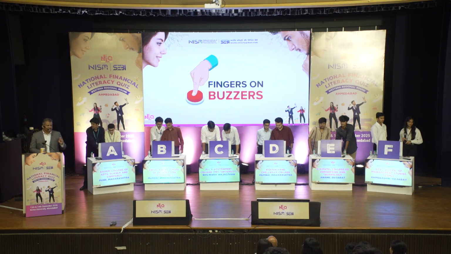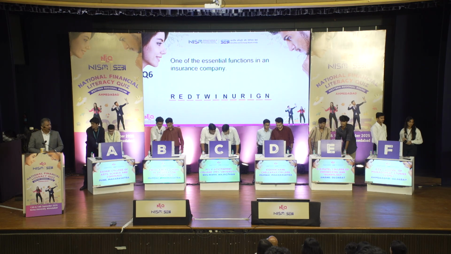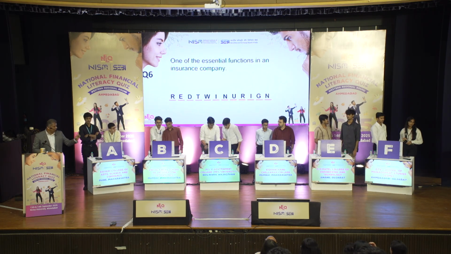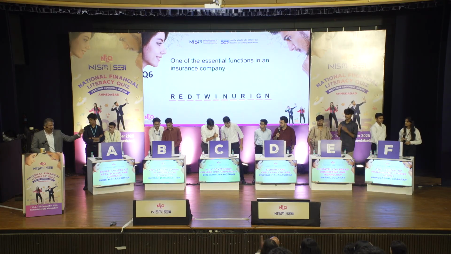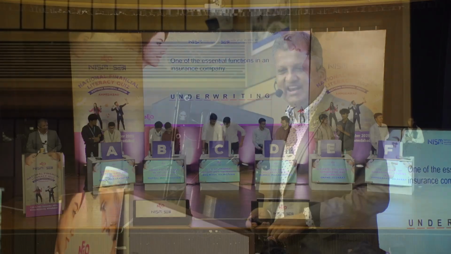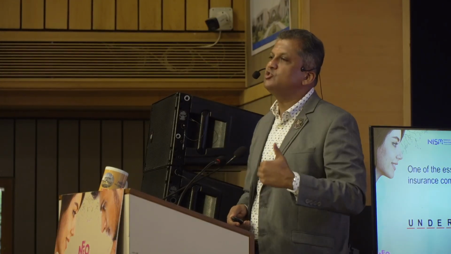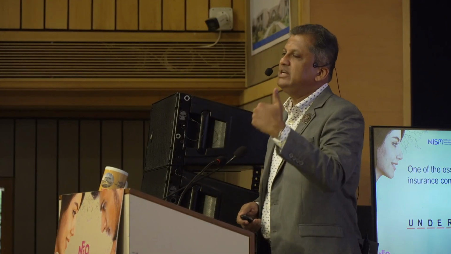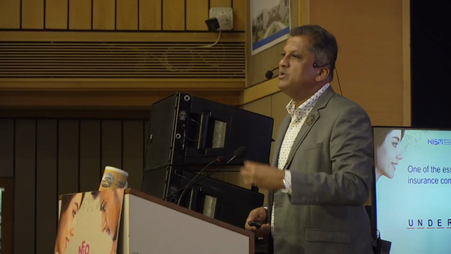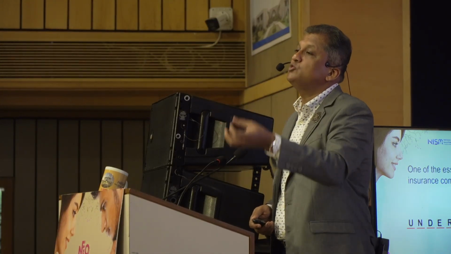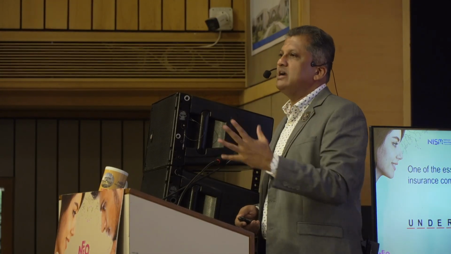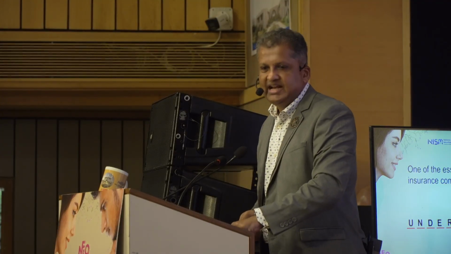Question number 6. One of the essential functions in an insurance company, D into the mic. Underwriting. Plus 15. Underwriting is correct. Underwriting being one of the most important things that happens in an insurance company, because that is how they decide how much of an insurance policy to give you, how much to charge for it, and what are the terms and conditions that will go into governing it. Plus 15 to team D for Delta. And let's go into the scores.